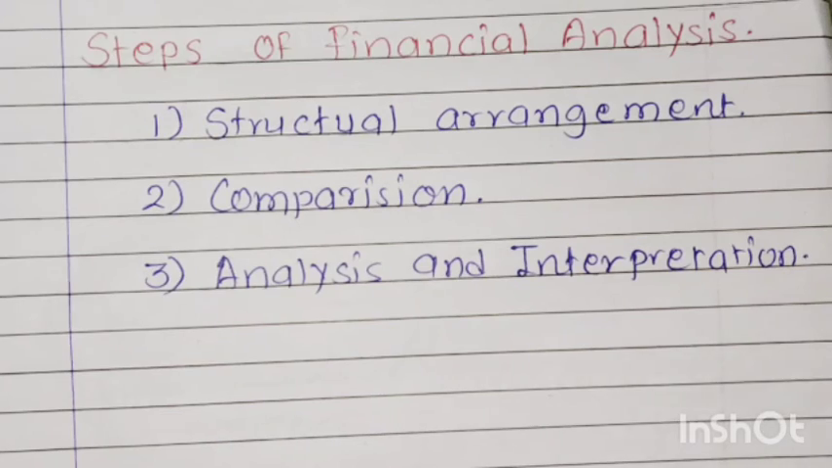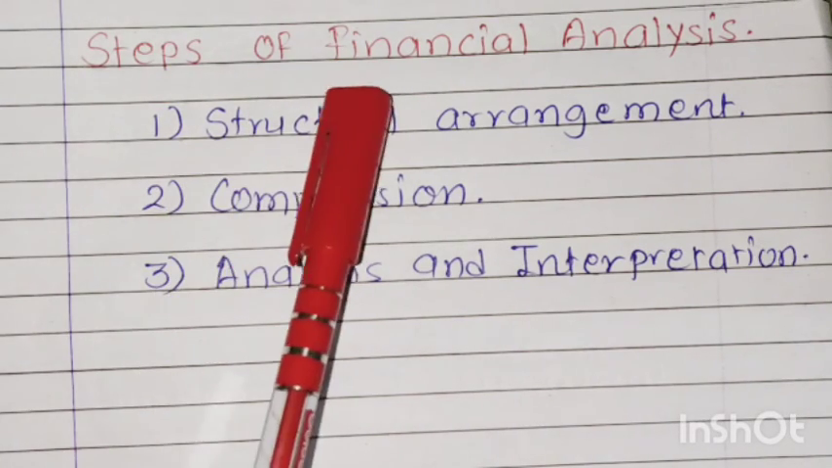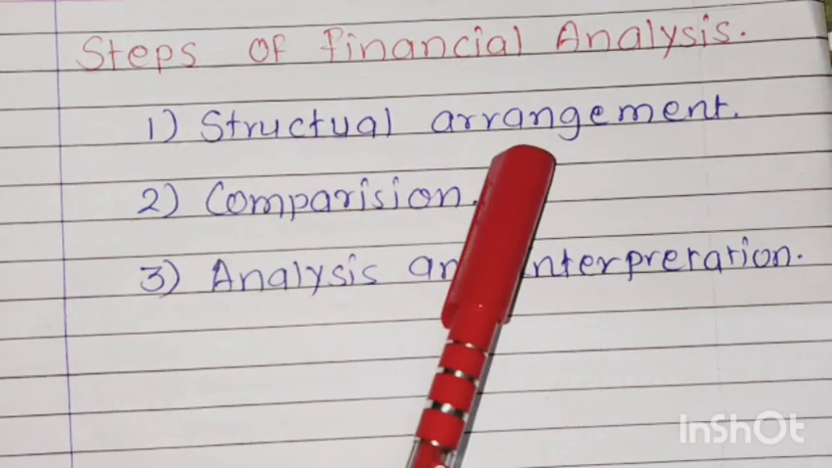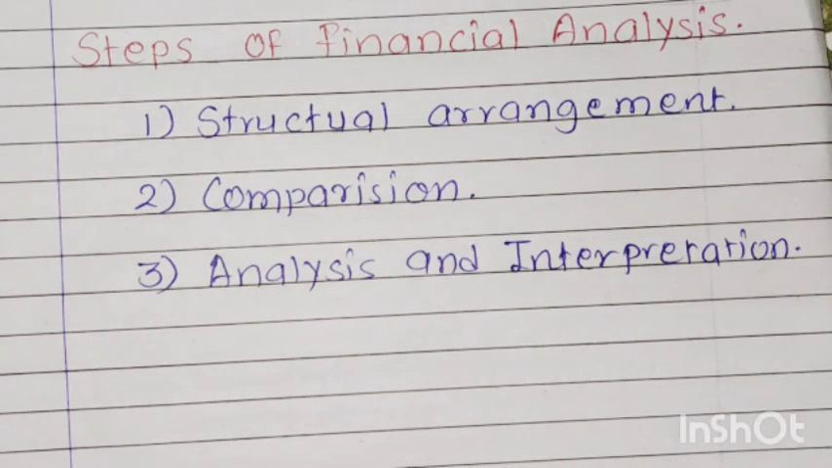Next, steps of financial analysis. First step, structural arrangement. The information of financial statement is arranged for analysis. For these different tools such as common size financial statement, comparative statement, ratio analysis, etc. are used. Financial statements represent historical information through this type of presentation which is useful for decision making.